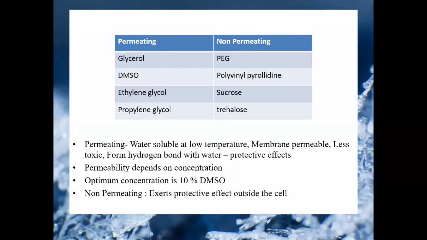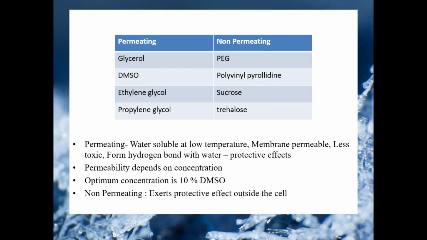What are the permeating types? As the name indicates, permeating cryoprotectants will permeate the cell membrane, making it more permeable and less toxic. It forms a hydrogen bond with the water. These are the protective effects of the cryoprotectant. Permeability depends upon the concentration. The standard concentration defined in all guidelines is 10% DMSO, and the optimal concentration is 10% DMSO.